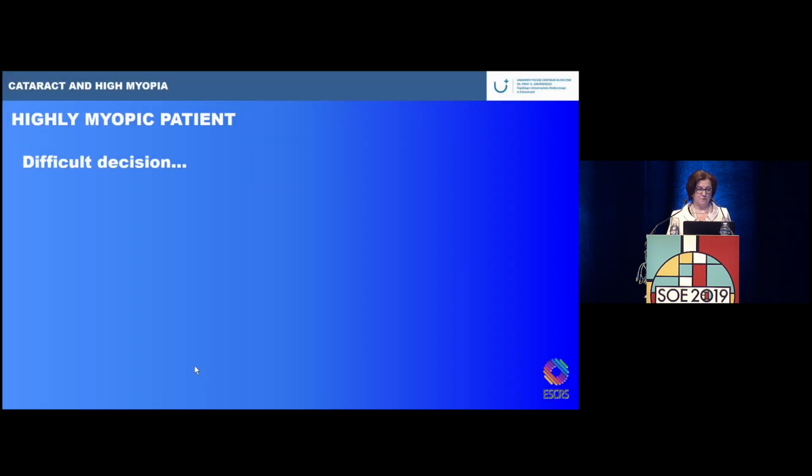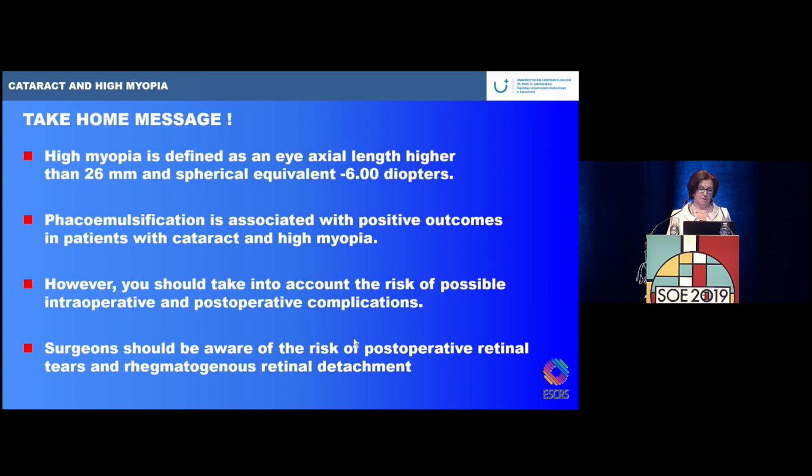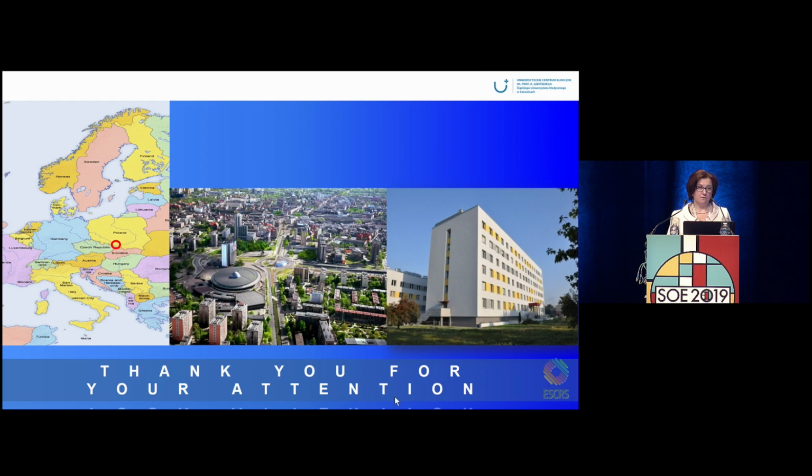So highly myopic patients are a difficult decision, and I would like you to take some home messages. High myopia is defined as an eye axial length higher than 26 millimeters and a spherical equivalent higher than 6 diopters. Phacoemulsification is associated with positive outcomes in patients with cataract and high myopia after good qualification. However, we should take into account the risk of possible intraoperative and postoperative complications, and the surgeon should be aware of the risk of postoperative retinal tears and rhegmatogenous retinal detachment. Thank you for your attention.